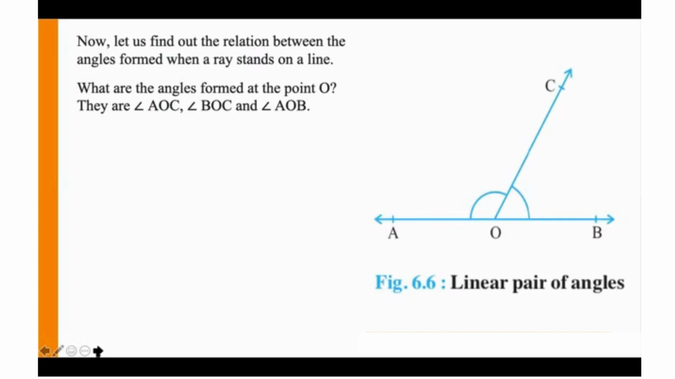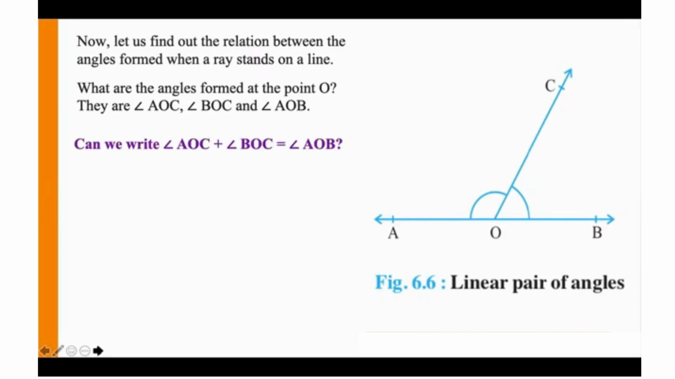Now let us find out the relationship between angles formed when a ray stands on a line. As you can see, OC is a ray which is standing on line AB. What are the angles formed at point O? There are three angles formed: angle AOC, angle BOC, and angle AOB.